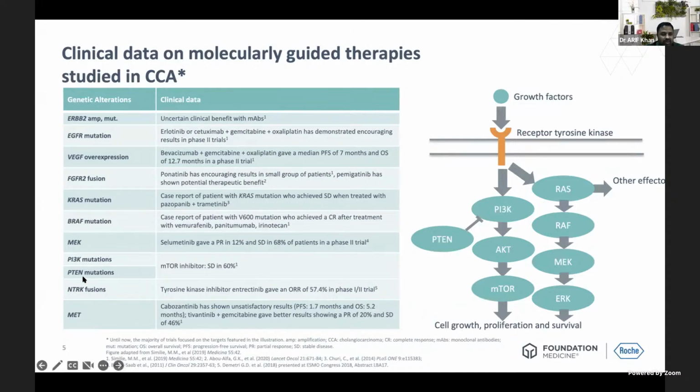So we can just take the example of the MET amplifications. This can be targeted using cabozantinib. This is one drug which we also use in HCC in the second line. It also targets the MET gene, so the MET amplification or MET mutations. So this has led to an improvement in survival. These are two pathways which are frequently altered in the cholangiocarcinomas: basically the PI3K AKT mTOR pathway, and the other is the RAS RAF MEK and ERK pathway.